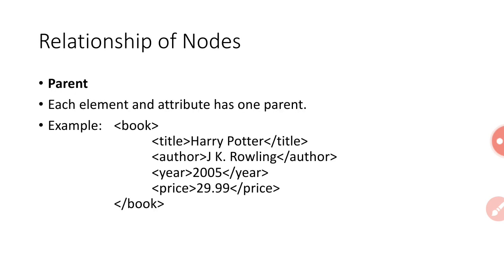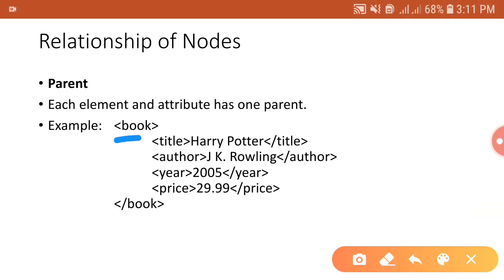Now, there can be many types of relationship between various nodes of XML document. The relationship could be parent, children, siblings, ancestors, and descendants. Now, each element and attribute has one parent. Look at this example here. This book element is parent of title, author, year, and price elements.